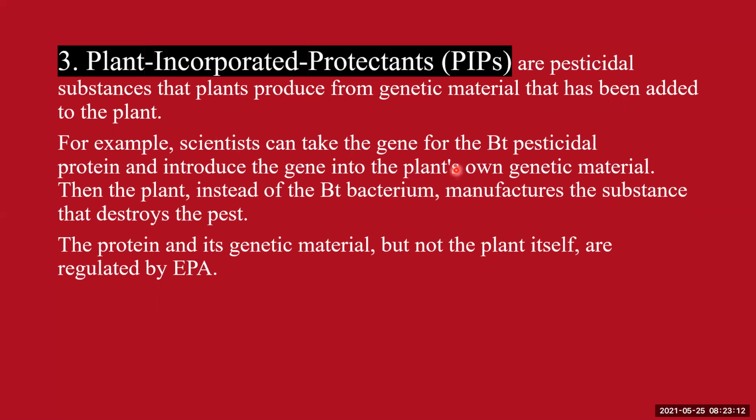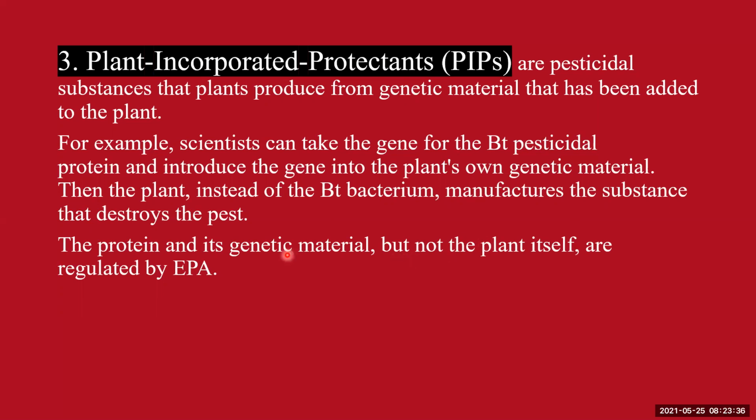For example, scientists take the BT pesticidal protein gene from bacteria and introduce it into the plant's genetic material. Then the plant, not the bacteria, the plant itself will produce the BT toxin, and when the insect feeds on the plant, the pest will get destroyed.